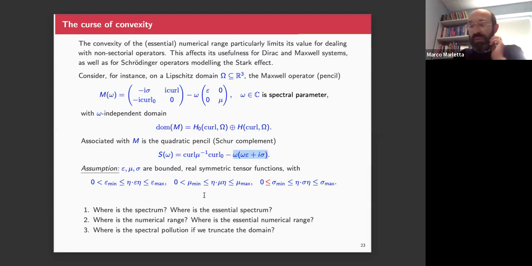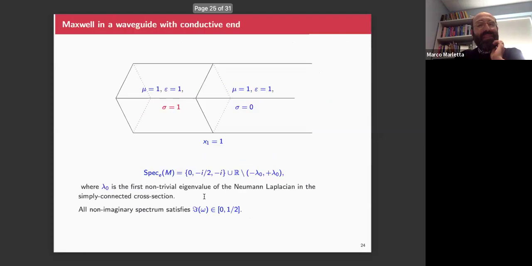So where's the spectrum? Where's the essential spectrum? Where's the numerical range? Where's the essential numerical range? And where's the spectral pollution if we truncate the domain? So you have to be careful with this.